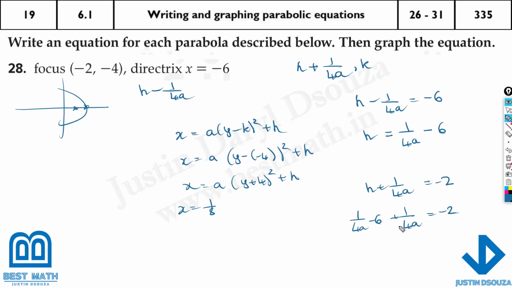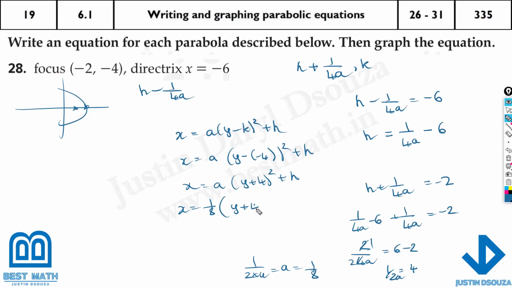But how exactly do we solve it manually? Here we have 1 by 4a, 1 by 4a. Add these both, it will be 2 by 4a. This minus 6 to the other side will be plus 6 minus 2. Now this is going to be 1 by 2. It'll be half a is equal to 6 minus 2, which is 4. Take this 4 to the other side. It'll be 1 by 2 times 4, that is equal to a. That is 1 by 8. That's how we do it. Please write it in steps in detail.